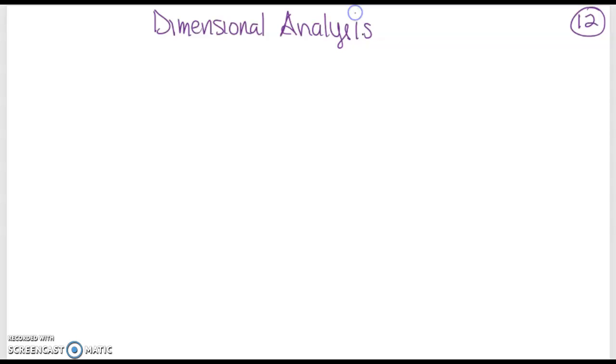You should be on page 12, so I guess you would write it right here. And the name of this set of notes is Dimensional Analysis.